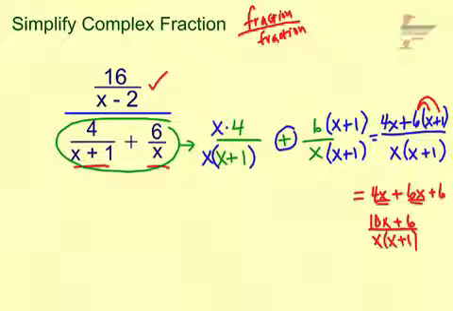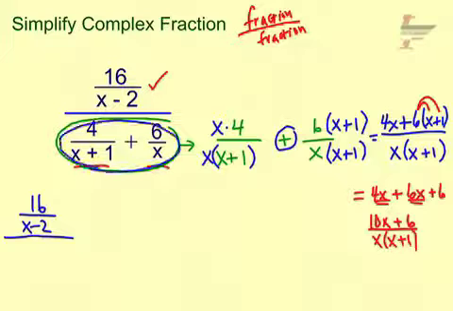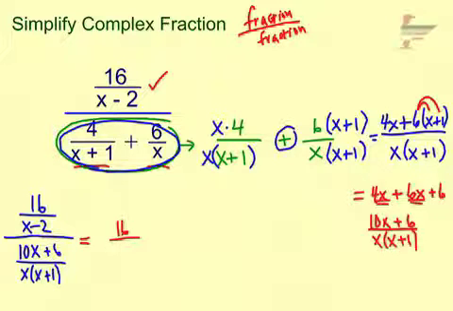So now we can get to our goal of fraction divided by a fraction. If I rewrite this, we have 16 over x minus 2 divided by, now this whole thing we added up to get 10x plus 6 over x times x plus 1. Alright, so now we get to deal with our fraction divided by a fraction. Now remember, we never have to divide fractions. Instead of dividing, we flip the second one and multiply. So we actually multiply by the reciprocal.